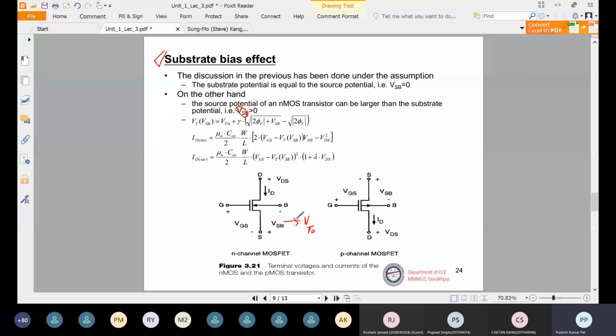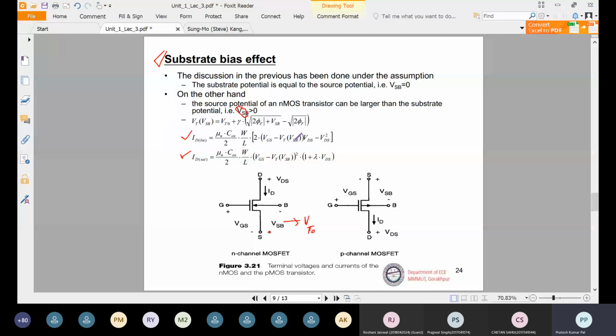So if VT0 is not constant, if it is varying with respect to VSB value, then the current given in the linear and saturation region will also be increasing or decreasing with respect to the threshold voltage variation. So instead of VT0, if the body voltage is not 0 or not connected to the source terminal, then there will be a VSB value, and this VSB value will be changing the threshold voltage. So instead of writing VT0, we will be writing VT of VSB. That means this VT, that is threshold voltage, has a dependence on VSB.